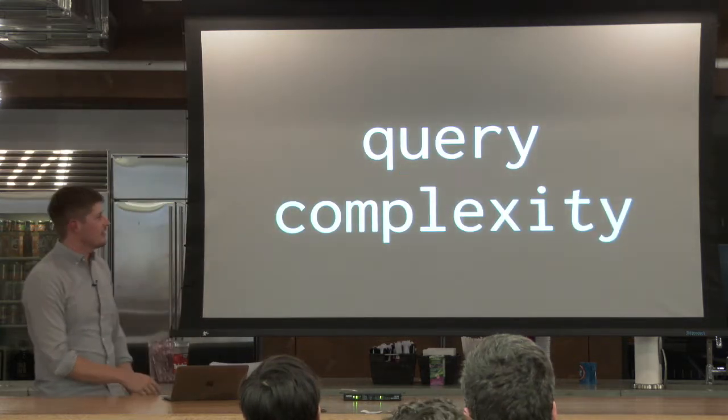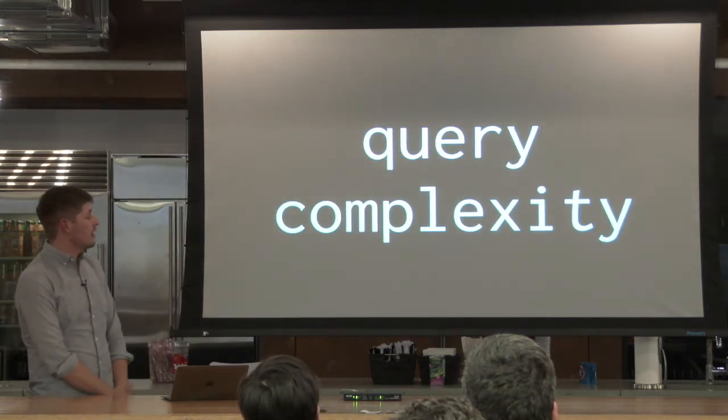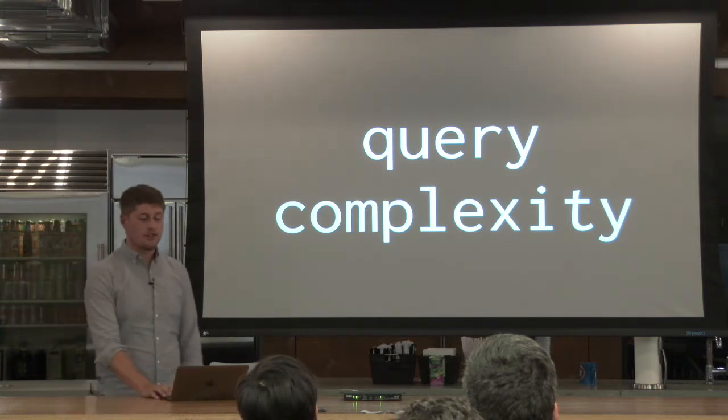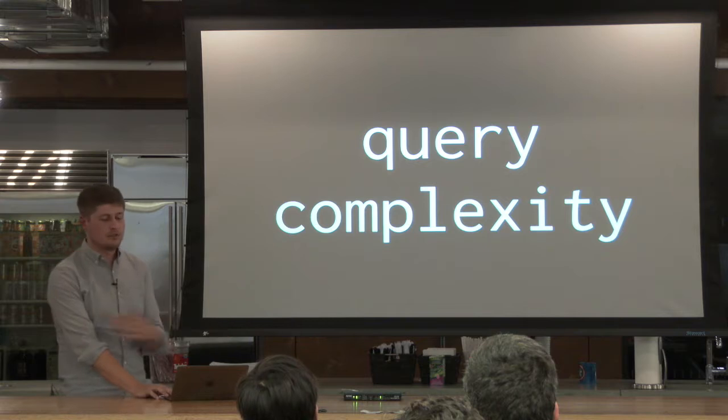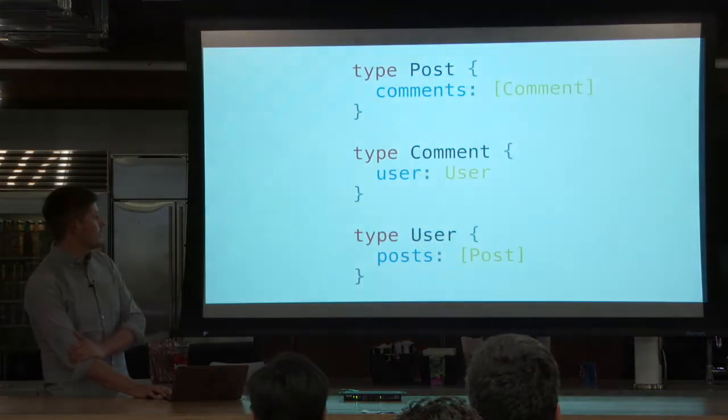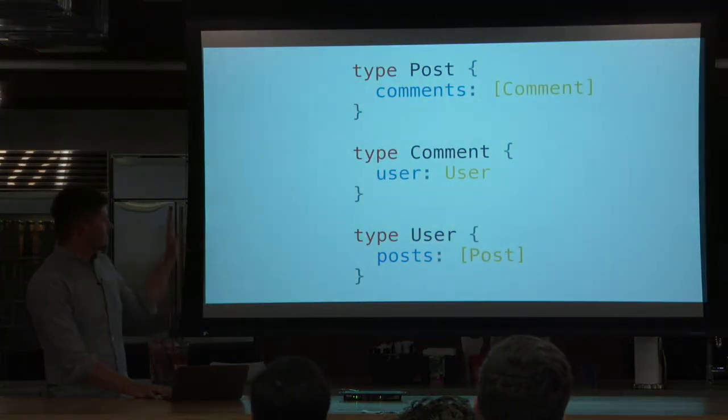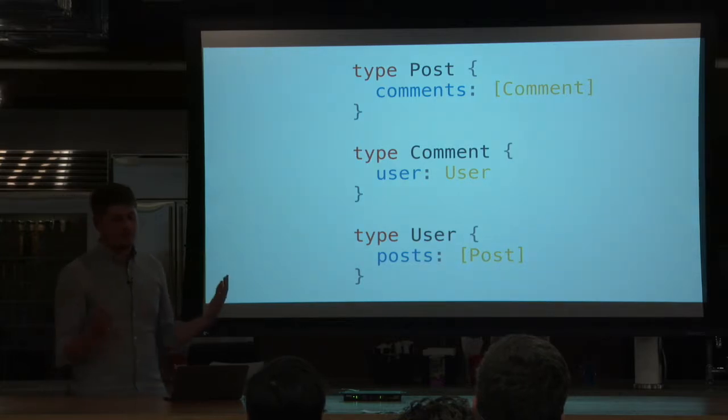Another thing that a lot of people recognize right away with GraphQL is query complexity. So this is another thing that comes up as how do we solve this problem. And let me explain it a little bit more if you're not familiar. Imagine you have a simple schema that is composed of posts that have users and they all have comments.